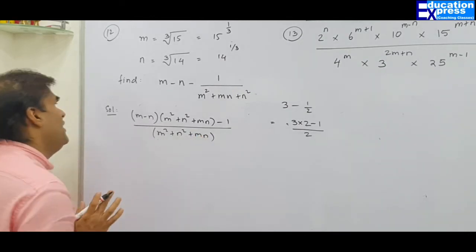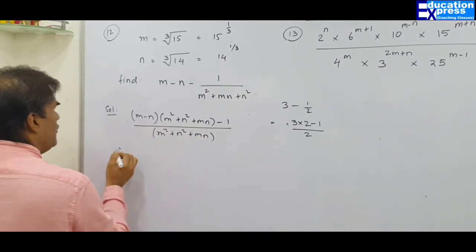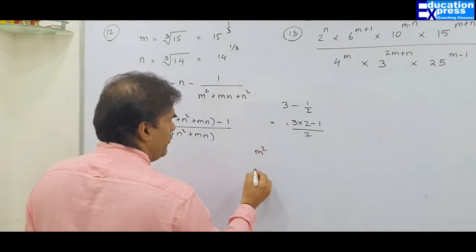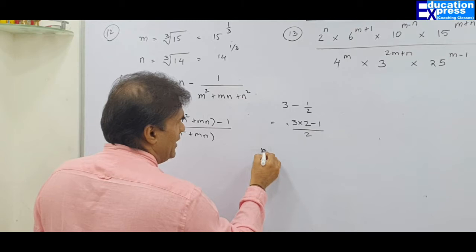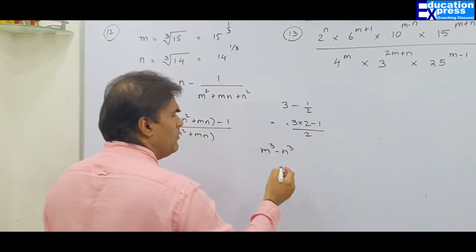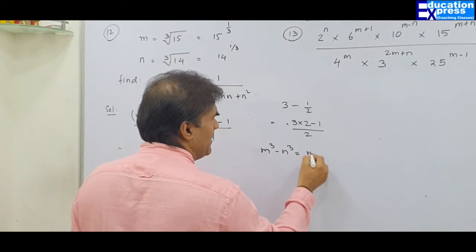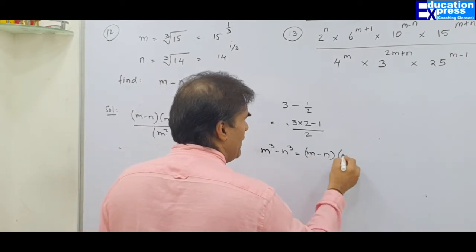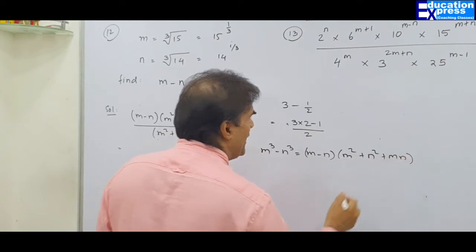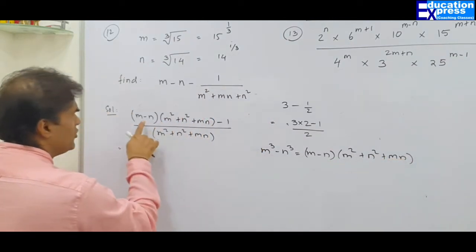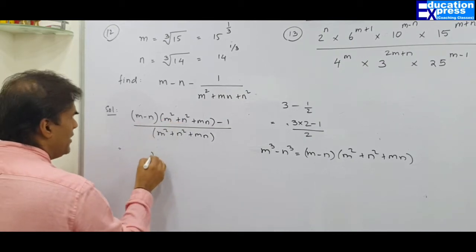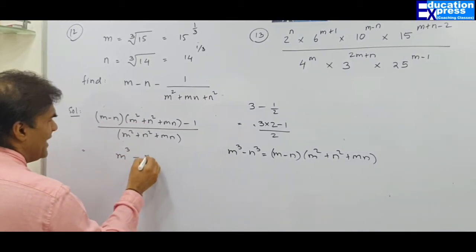So guys, simple LCM. If you recognize, this is the formula for the identity of m cube minus n cube. What is the identity for a cube minus b cube? Same, m cube minus n cube would be m minus n, m square plus n square plus mn. So this identity seems to be fitting into this perfectly. So this is nothing but m cube minus n cube.